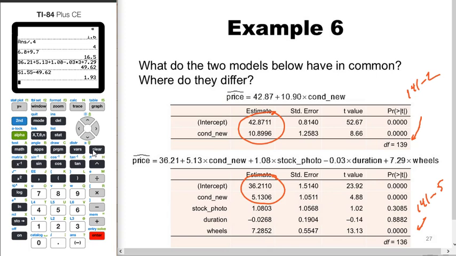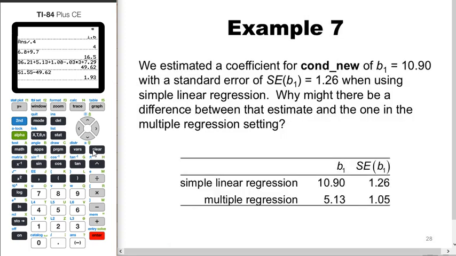Okay. So we estimated a coefficient for condition new as 1090 with a standard error of 1.26. That was for the linear regression model. Why might there be a difference between that estimate and the one in the multiple regression setting? Again, I mentioned that just a moment ago, but it's actually because of the wheels. So let's go to the answer.